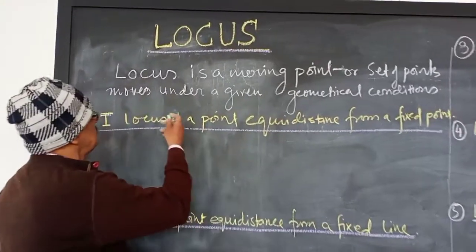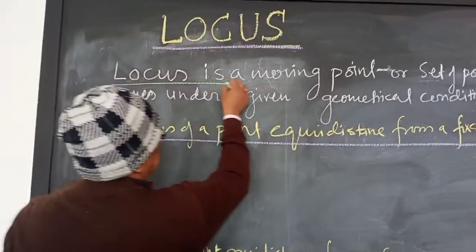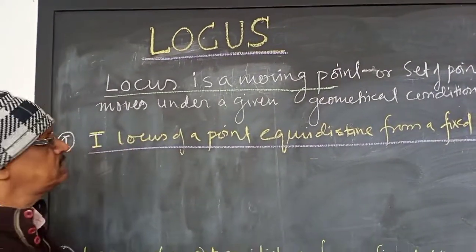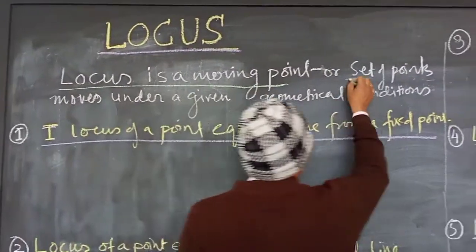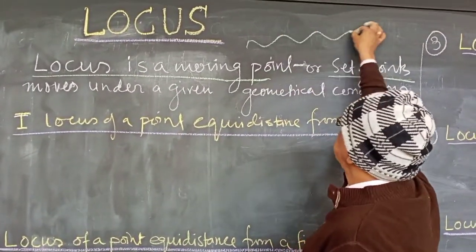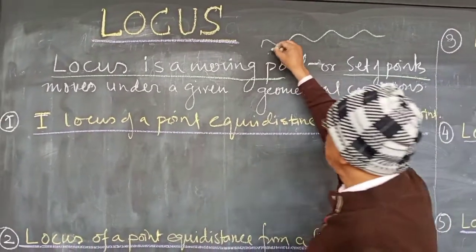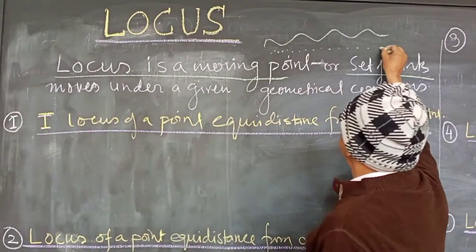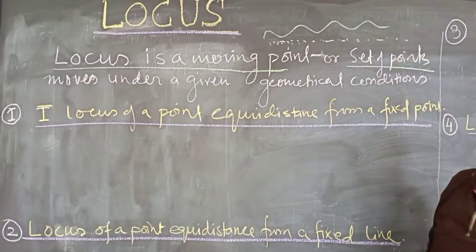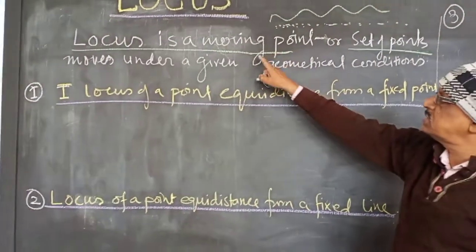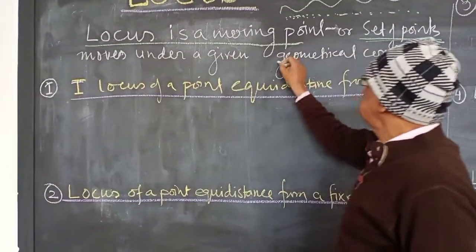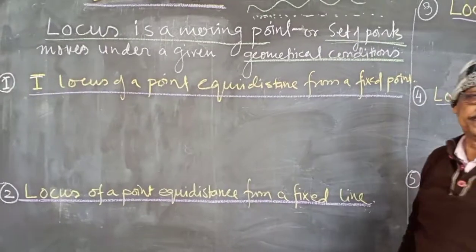What is locus? Locus is a moving point, or a set of points. If a point moves, a line is coming, or if we join a set of points, then also a line is coming. Infinite points, then also a line is coming. So locus is a moving point or set of points that moves under given geometrical conditions.